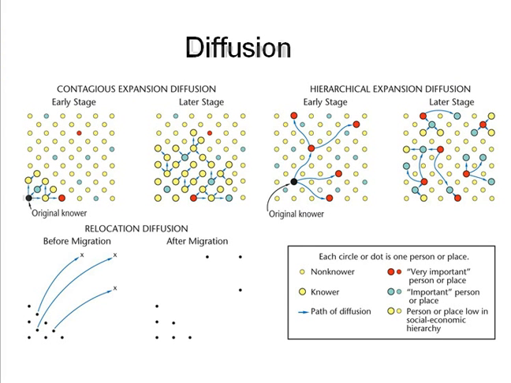The second type, relocation diffusion, involves people actually moving from one place to another. They take their culture or their idea with them. So it often doesn't result in more people practicing or using an innovation. It just means that the innovation or the idea is used in a new place. The whole idea is that the number of knowers does not increase. So that's the idea of diffusion.